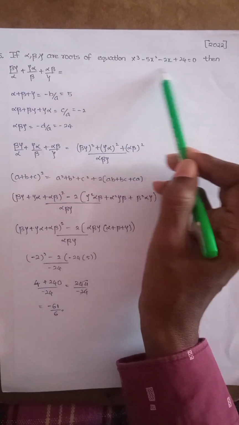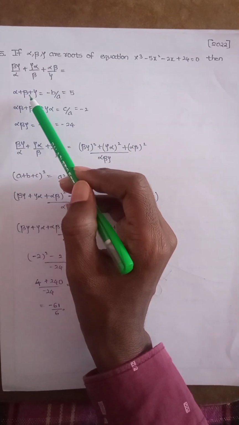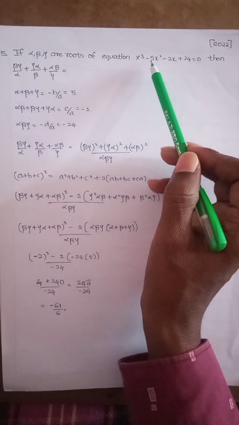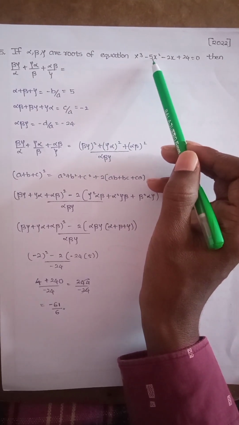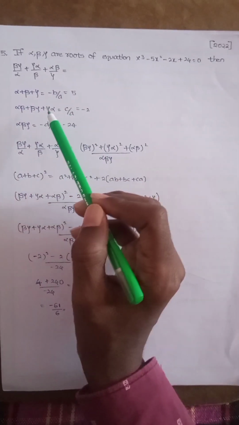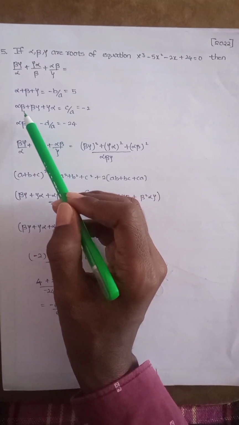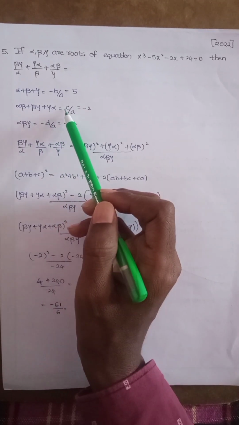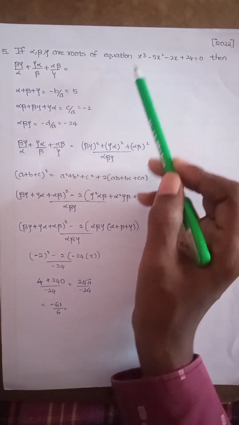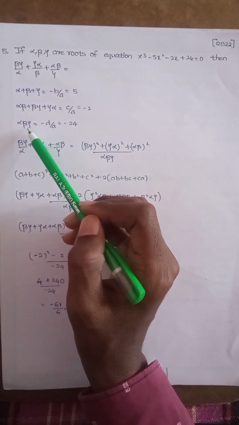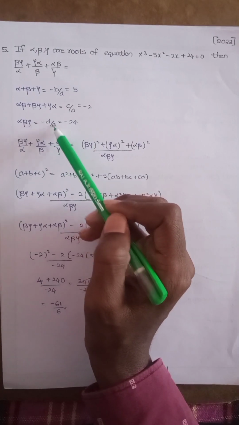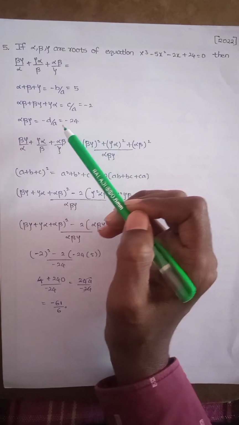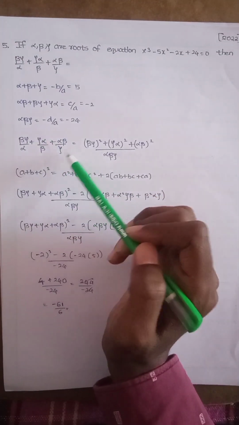Since it is a cubic equation, the sum of roots alpha plus beta plus gamma is equal to minus b by a. From this equation, minus b by a is minus of minus 5 by 1, which is equal to 5. The sum of products of two roots, that is alpha into beta plus beta into gamma plus gamma into alpha, is equal to c by a, that is minus 2 by 1, that is minus 2. And the product of roots, that is alpha into beta into gamma, is equal to minus d by a, that is minus 24 by 1, which is equal to minus 24, right?